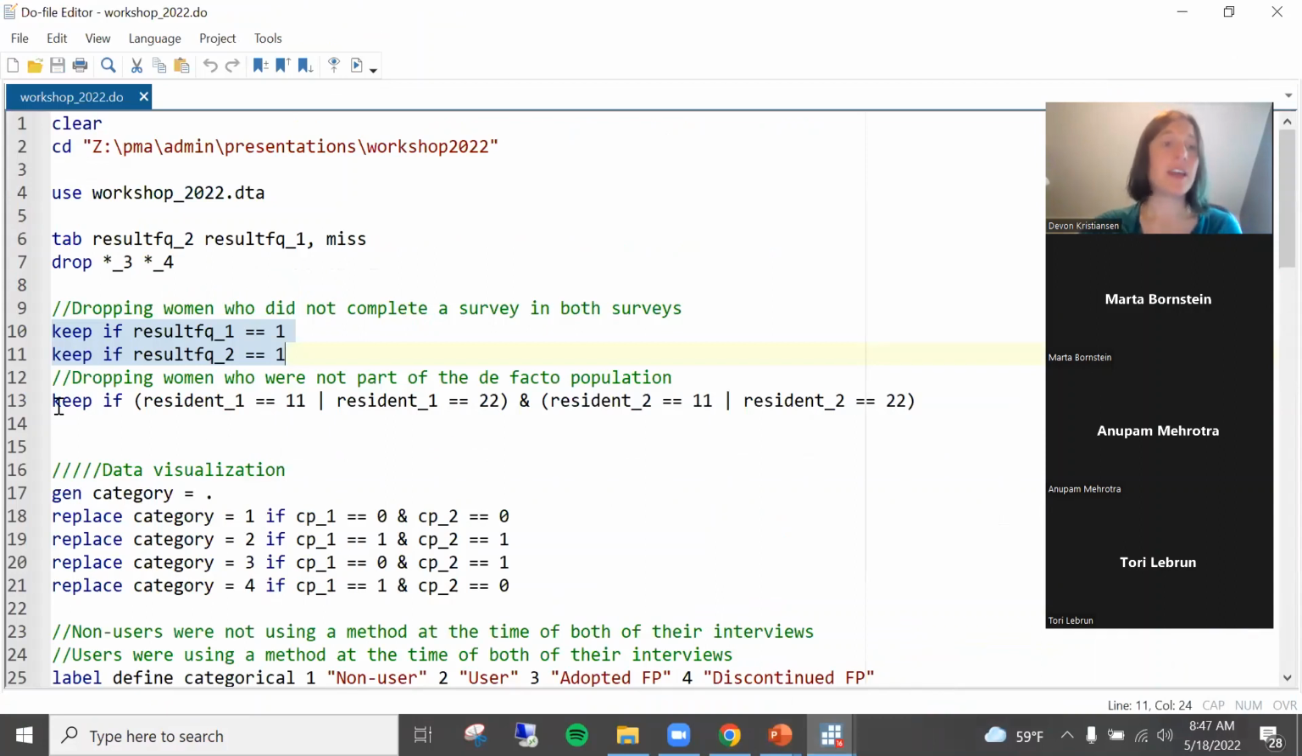Okay, and then secondly, when PMA constructs its briefs that they mentioned, they only analyze the de facto population. So that means they're going to be dropping women who are usually in the household but absent the night before, and they will include visitors who slept there the night before. So I'm going to keep women who were the de facto population in both phase 1 and phase 2.